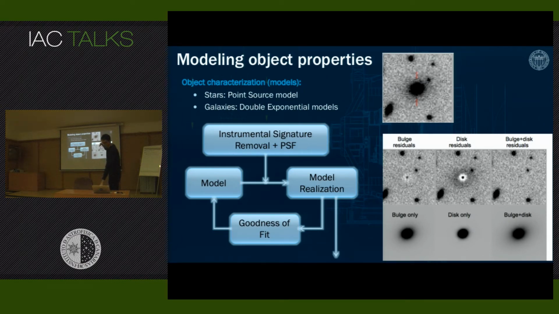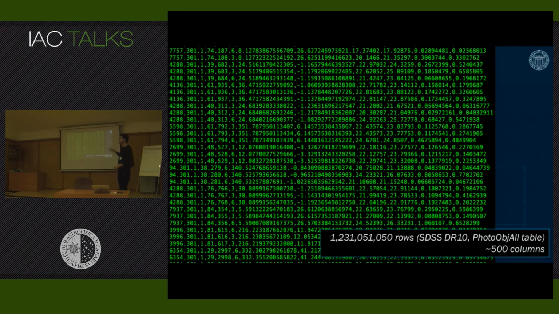So this loop is how your survey data gets built, all right? This should already be eye-opening in a certain way, because it tells you that if your galaxy is more complex than a double exponential, its flux measurement may not be as accurate as you think it is. But this is how things are done.